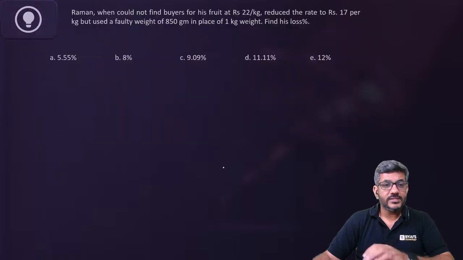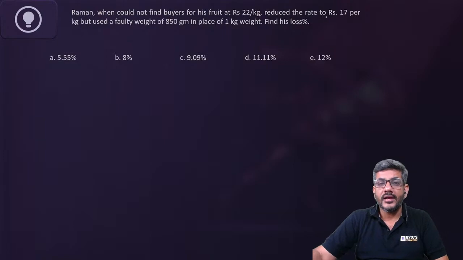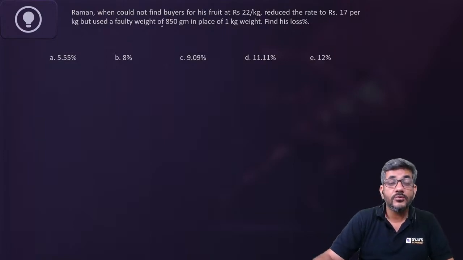तो क्या बता रहा है इस क्वेश्चन में वो? Raman, when could not find buyers for his fruit at 22 per kg, reduced the rate to 17 per kg, but used a faulty balance of this. Find his loss percentage. Let me tell you the simpler way of doing this. I need the ratio of SP by CP.